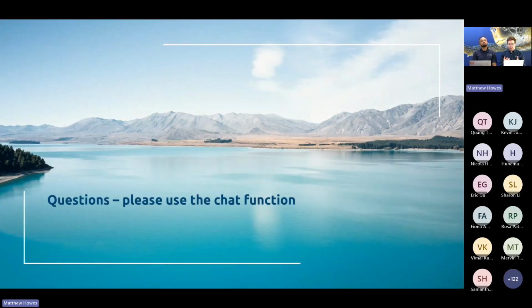So if there are any questions from this, I'll take a look at the chat function now to see what questions there are. But if there are any questions, please do put them in the chat function and we can take a look at that. So at the moment, lots of people are typing in responses into the poll. Let's see if there's any other questions?